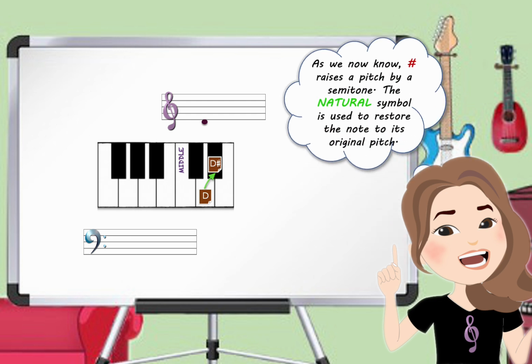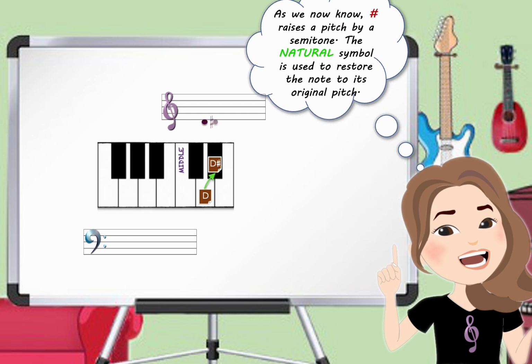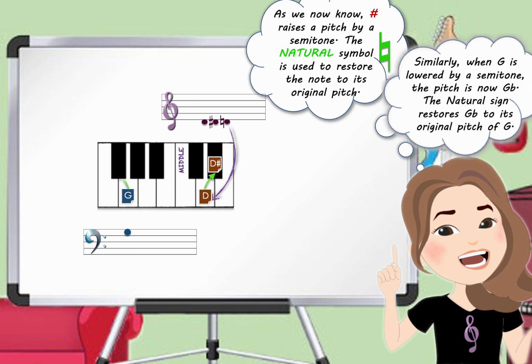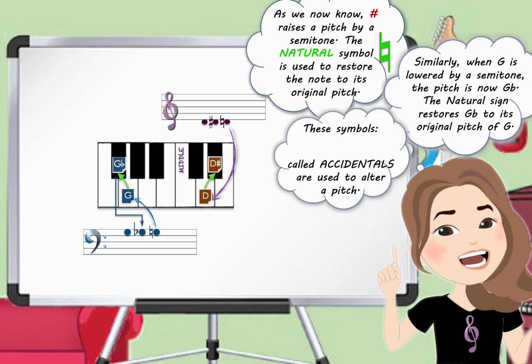As we now know, sharp raises a pitch by a semitone. The natural symbol is used to restore the note to its original pitch. Similarly, when G is lowered by a semitone, the pitch is now G flat. The natural sign restores G flat to its original pitch of G. These symbols, sharp, flat, and natural, called accidentals, are used to alter a pitch.